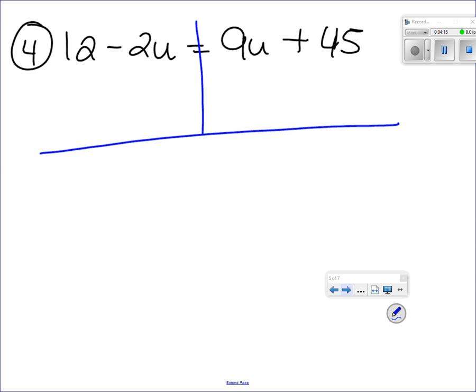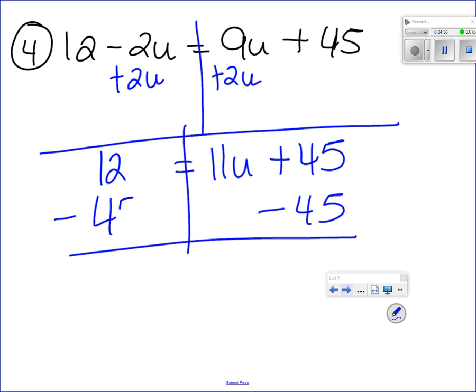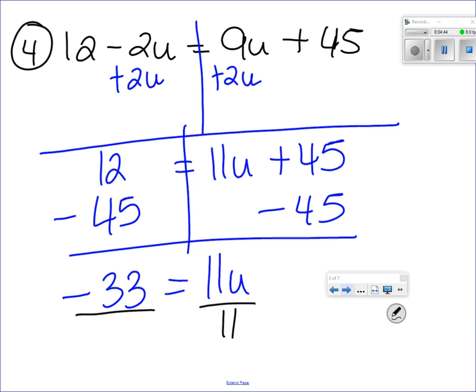For this one, we're going to add 2u plus 2u. You should be checking your work with mine. 11u plus 45. Right? I moved the 2 because it's negative and I want to be working with positive numbers as much as possible. Right? Minus 45 should give me negative 33. 11u. Divide by 11 and I should get u equals negative 3. Okay. And remember, you can check your answer by plugging it back at the top.